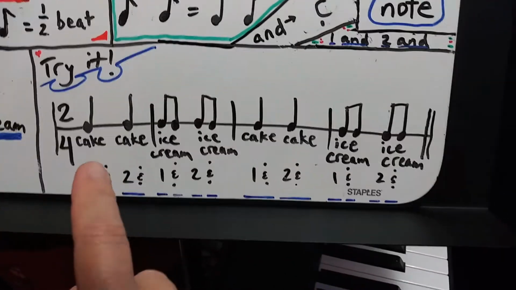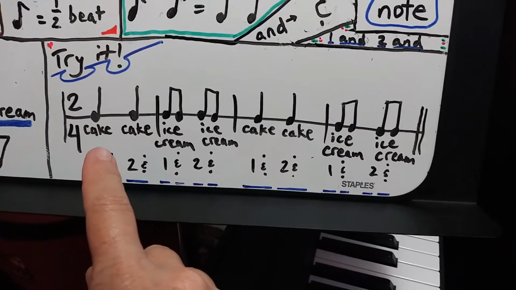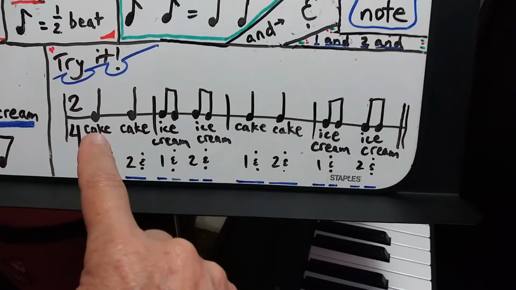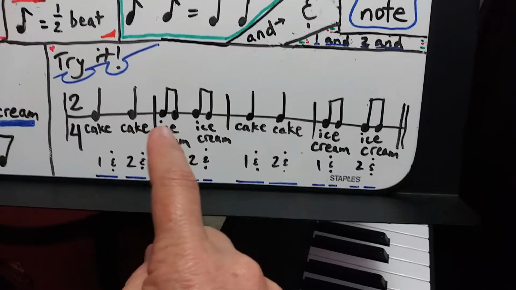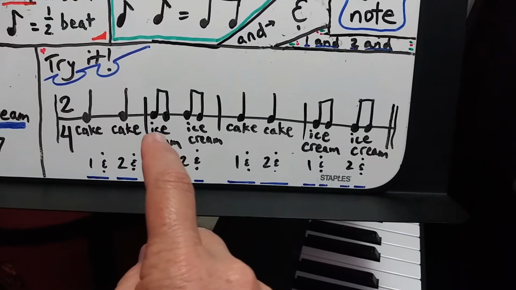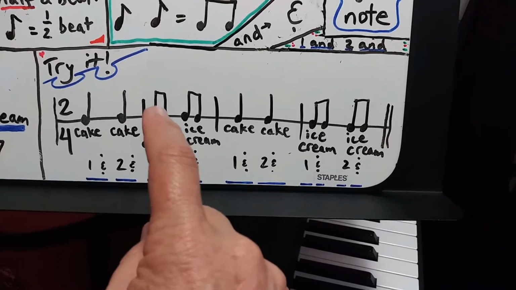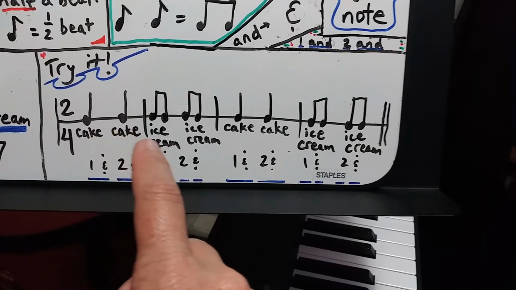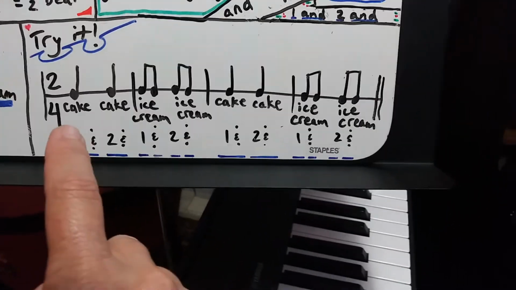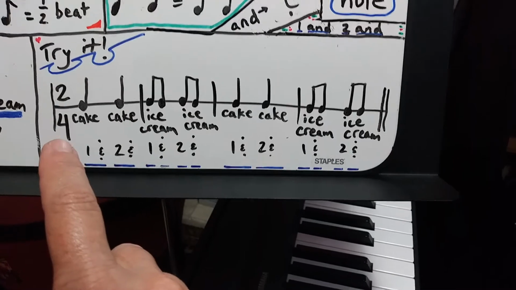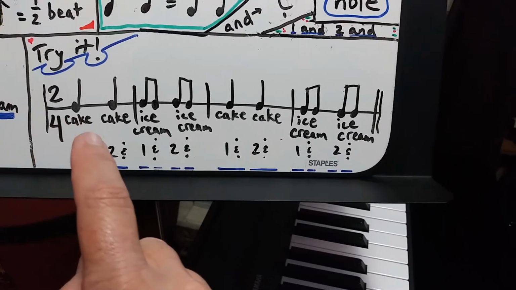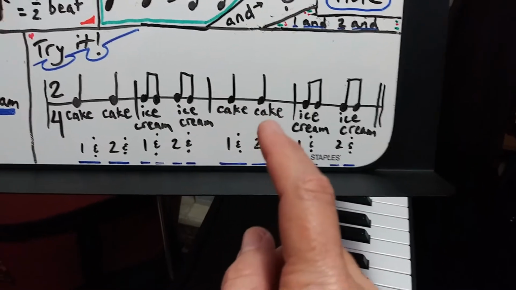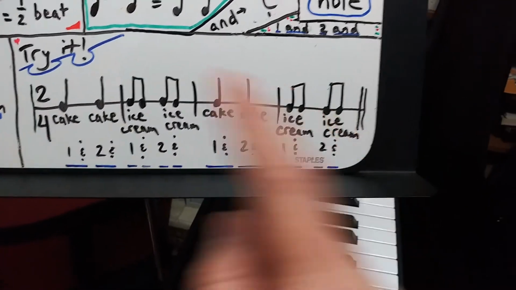I'm going to say ready, go, and we're going to do it together. This is the word cake. That's your quarter note. And the 2 eighth notes side by side with the bar, those are the words ice cream. And so you'll know when to say cake and when to say ice cream, right? All right. I'm going to say ready, go, and we'll start. Ready, go. Cake, cake, ice cream, cake, cake, ice cream, ice cream.